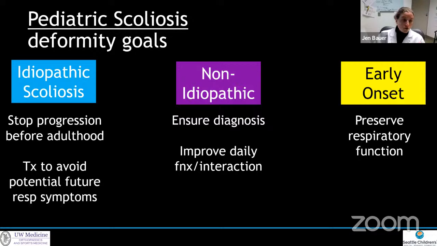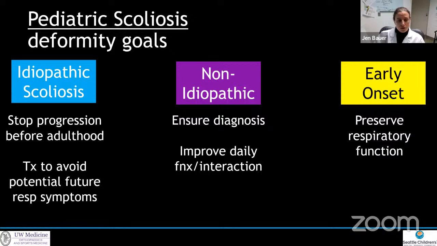We also treat it to avoid potential respiratory problems in the future. For non-idiopathic scoliosis, you really want to make sure you know what the diagnosis is so that you can understand what the natural history of that scoliosis may be. And for those patients, similar to idiopathic scoliosis, we care about their pulmonary function, but we're also often trying to improve just their daily function and interaction.